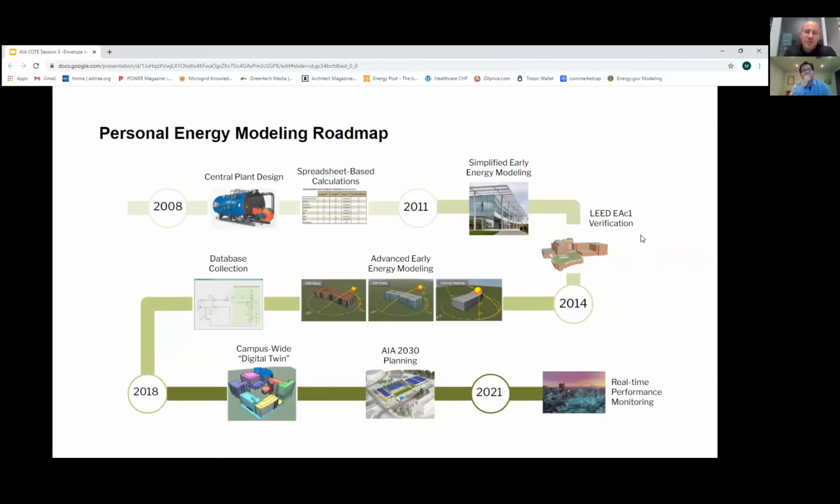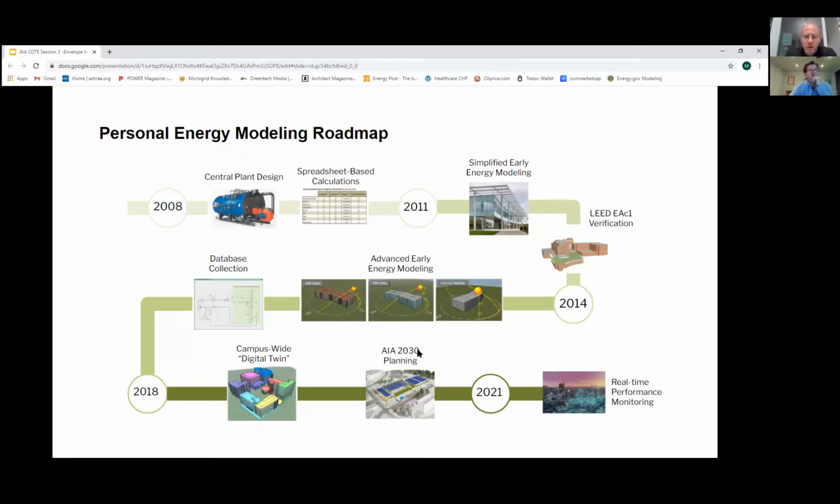We didn't take into account anything from the beginning of the project. So around 2014 is when we really transitioned to what I call advanced early energy modeling, specifically with the IES tool, which is what I'm going to talk about today. We used advanced modeling early on in the process, not only to look at building envelopes and different architectural features, but advanced mechanical and HVAC features as well.